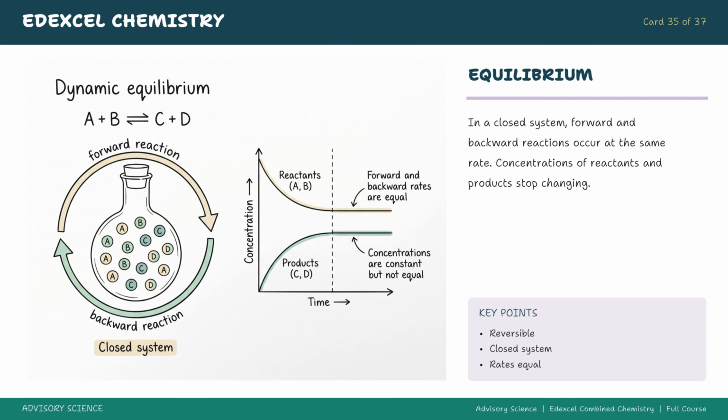In an exam, if asked what dynamic equilibrium means, the marking points are forward and backward reactions at the same rate, in a closed system, with no overall change in amounts.